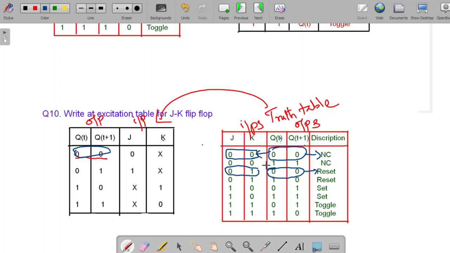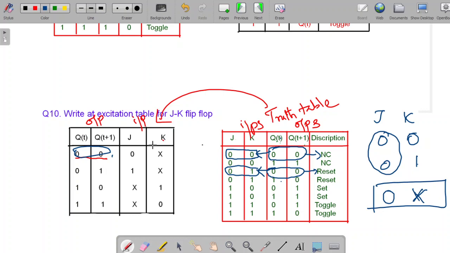So from here we have to derive this, isn't it? So we have two combinations for this, Q(t+1) is 0. When Q(t) is 0, Q(t+1) is 0, we have two combinations. Corresponding to that, we have two combinations of J and K. So J and K is 0 0 or 0 1. On that condition we can see clearly that J is always 0, but K may be 0 or 1. So that is a don't care condition, right? That can be taken as X. That's why we got this 0X combination here. This is how we got it.